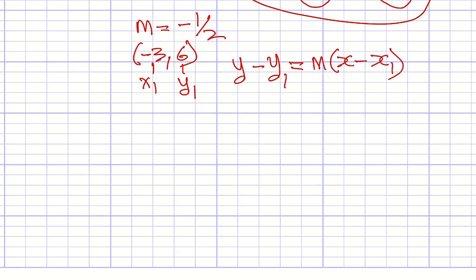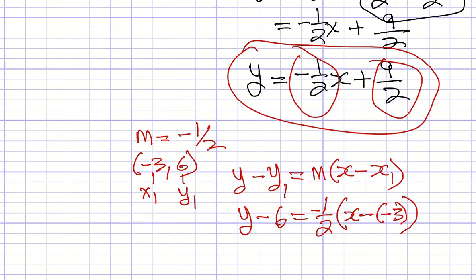Okay, and then we'll put the values of the variables given. Then we'll have y minus 6 is equal to the slope, which is minus half, times x minus 3. Okay, we'll close it. Just look at it, check it carefully, and then we'll simplify.